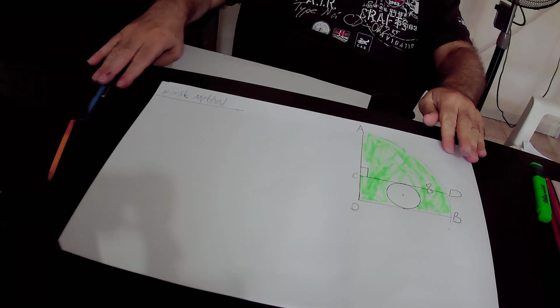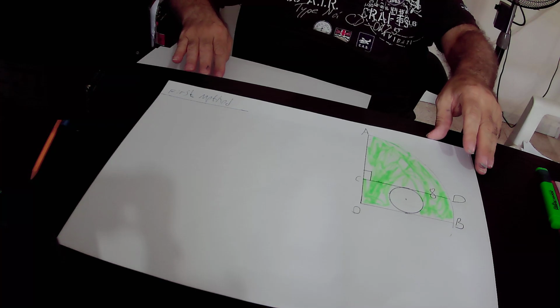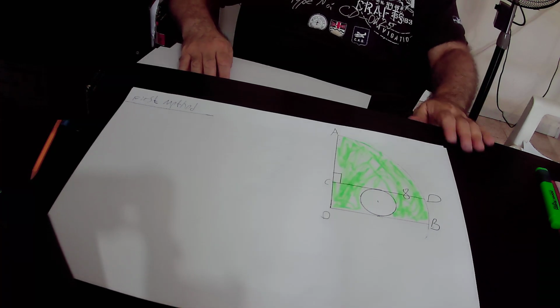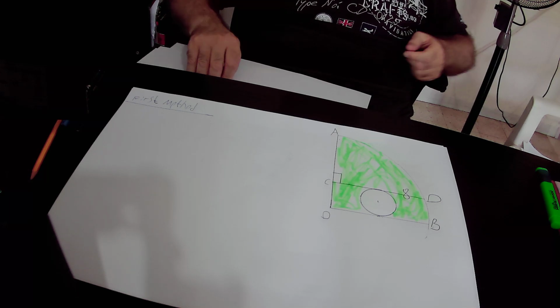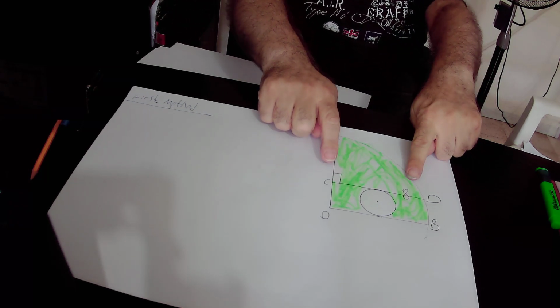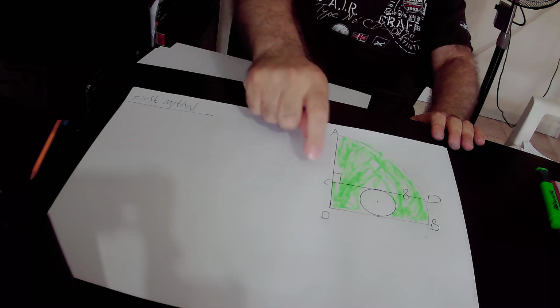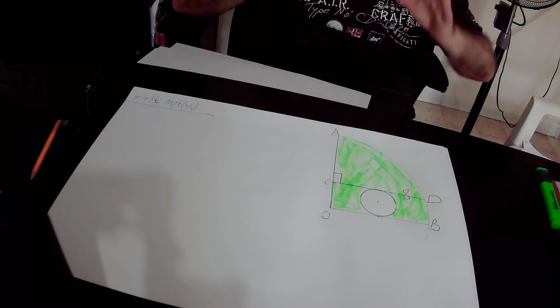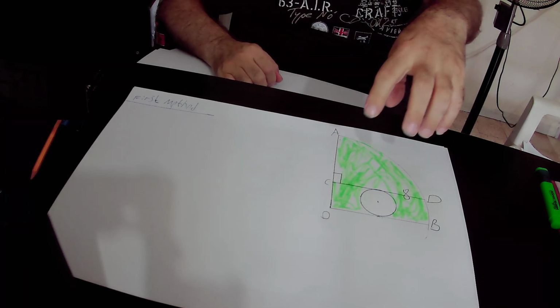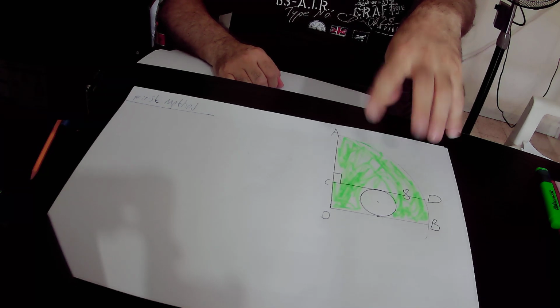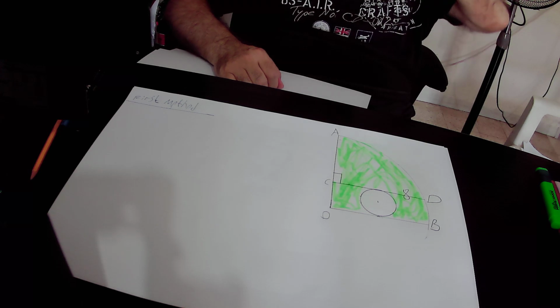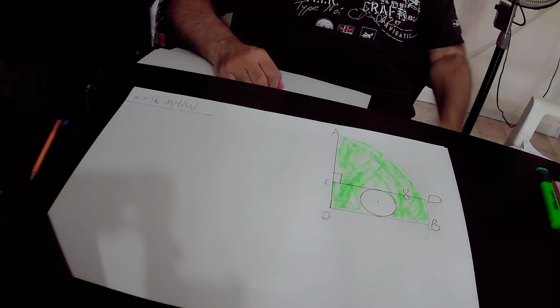In the drawing we have a quarter circle. Inside this quarter circle we have a small circle. We know that line segment CD equals 8 units, angle ACD equals 90 degrees, and our mission is to find out the area of the green shape.